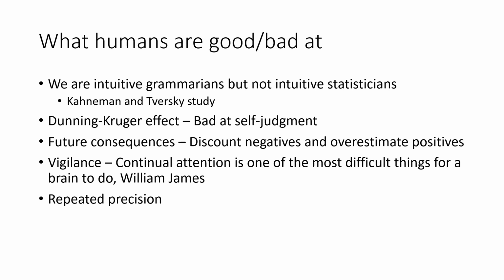Vigilance, we talked about this before: continual attention is one of the most difficult things for the brain to do. That came from William James' work in the early 1900s. And repeated, precise tasks, that is not something we are good at. That's something machines are great at, though.